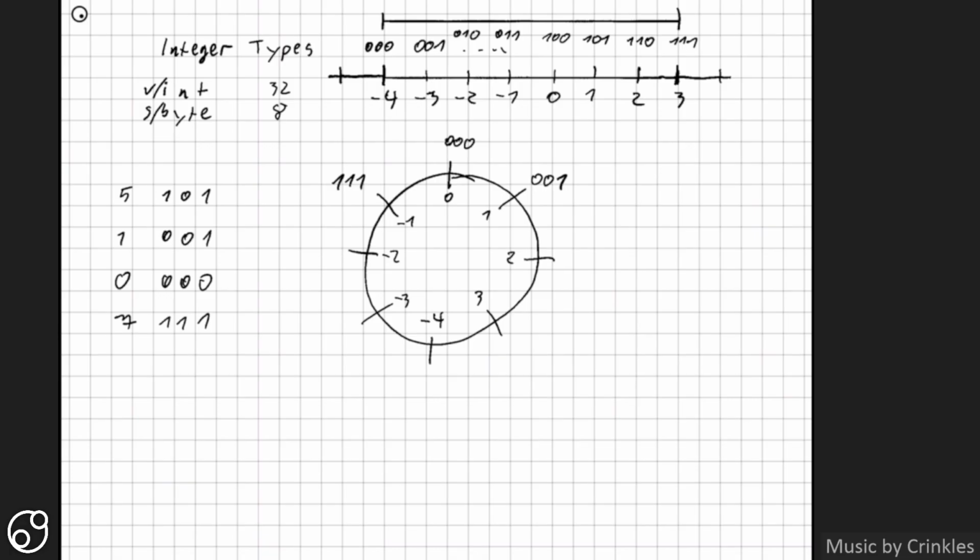So if we just look at these numbers on top, we would get 0, 1, 2, 3, -4, -3, -2, -1. This would be the new order. If we start at 0, 0, 0 and go to 1, 1, 1, we have this sudden jump from the highest positive to the lowest negative number.